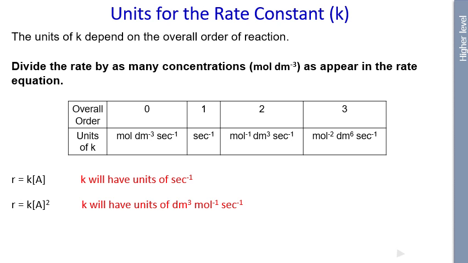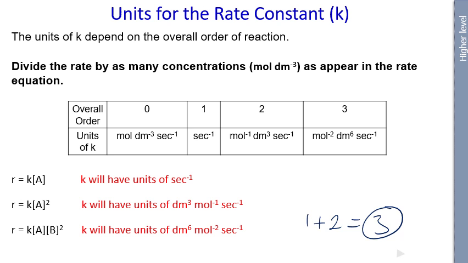Notice the order is not necessarily most important in this particular example. As long as you get the correct units, the order of the units isn't critical. And if R is K times the concentration of A times the concentration of B, it's going to be third order, because obviously it's 1 plus 2, which equals 3, so third order overall. So it's going to have the corresponding units of K of moles to the minus 2, decimeters to the power of 6, seconds to the minus 1.